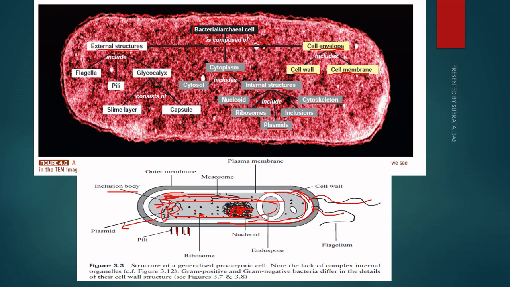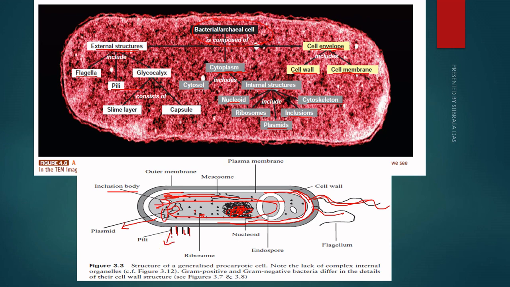And what is the external structure? Within the external structure, the first one is the flagella. This is the flagella, which helps the cell with movement or motility. And the pili structure, here this one is the pili structure.